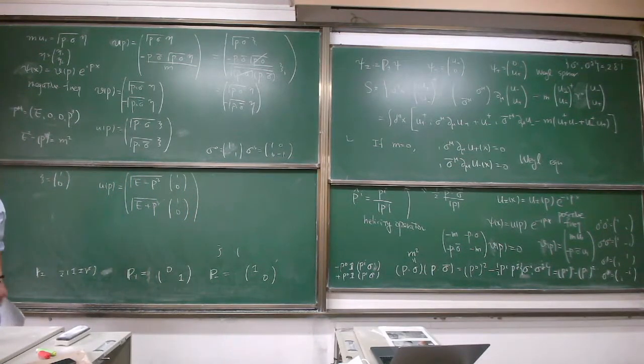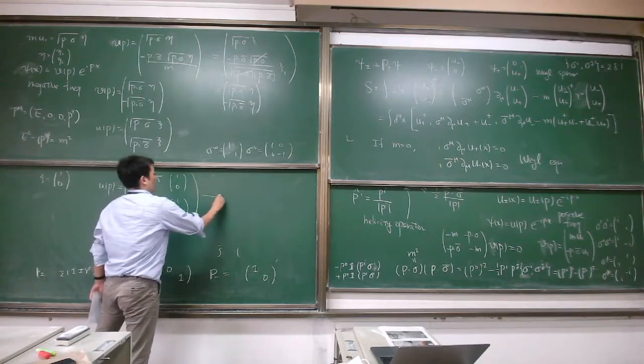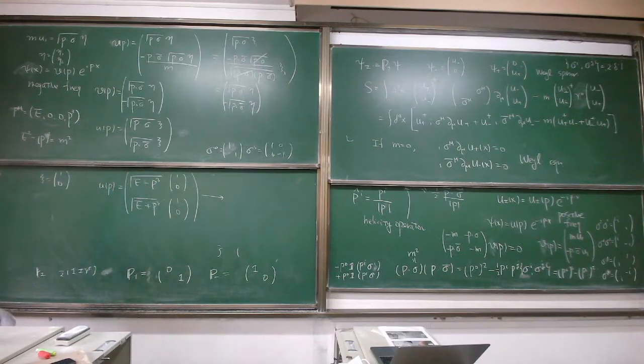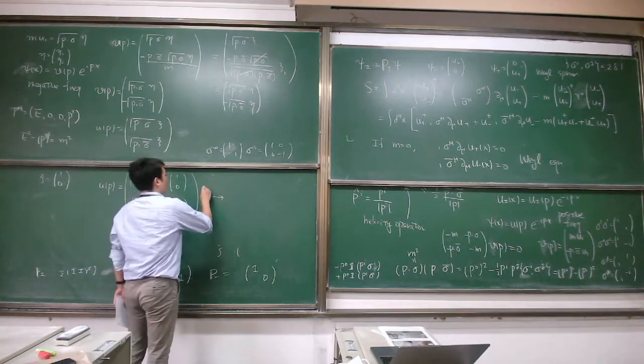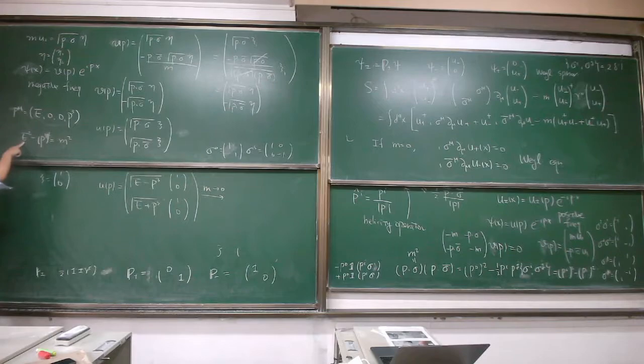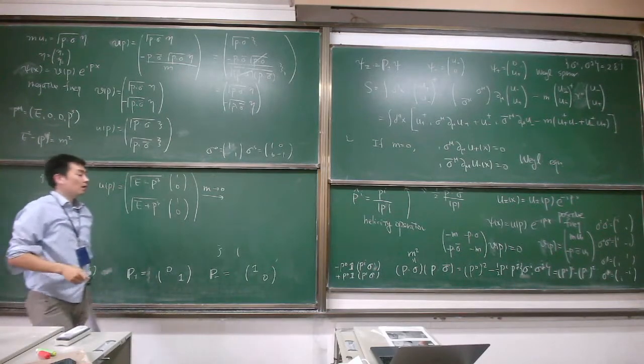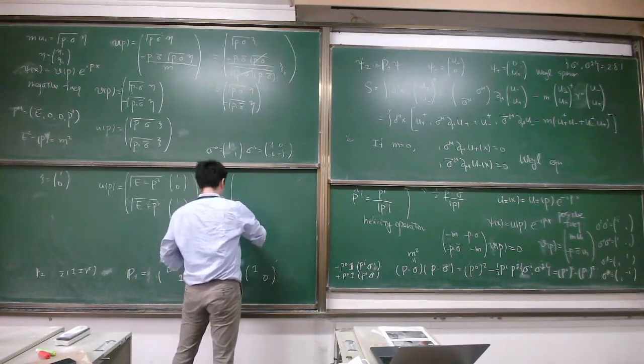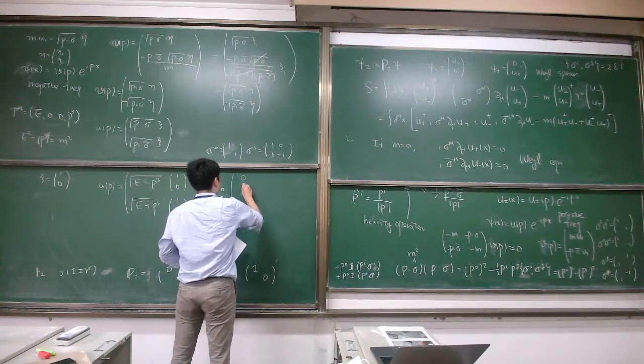Okay, so then if you take the mass going to 0 limit, this becomes 0, and therefore E becomes p3. So therefore this becomes (0, 0, 1, 0).